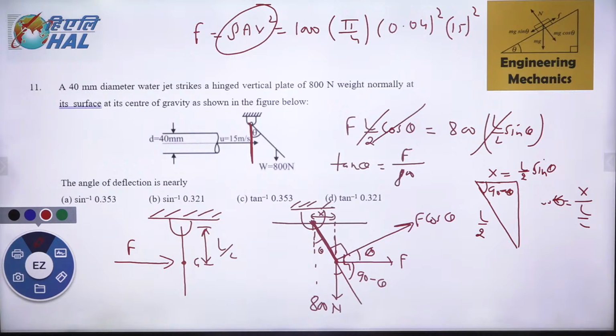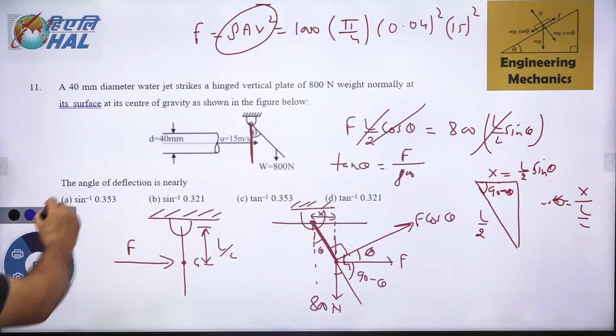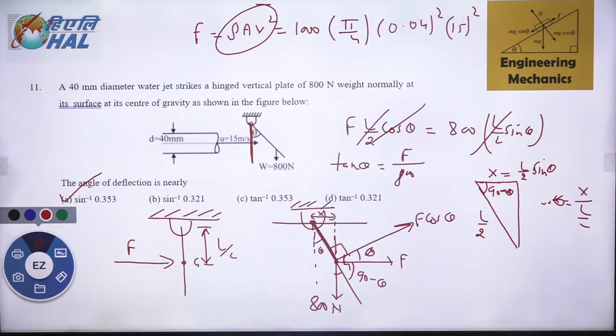So if you put the values together of all these forces, then theta should come out to be sine inverse 0.353. That is the value which we are going to get. So if you get tangent theta, you can get the value of sine theta also. I think that is the value which we are getting here.